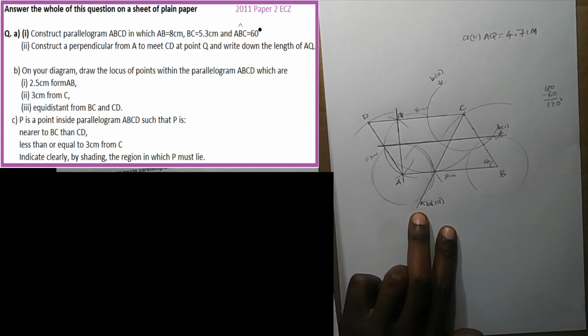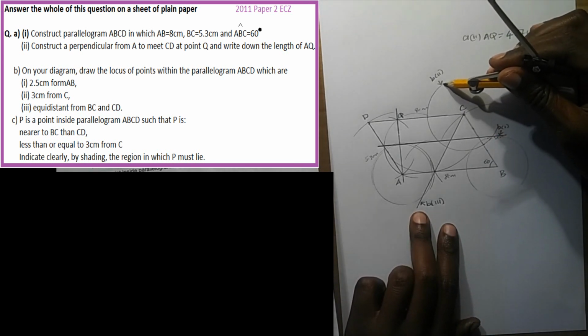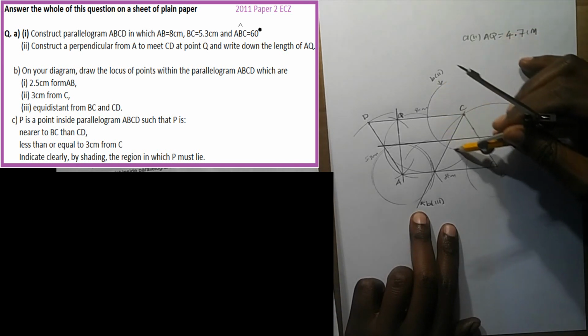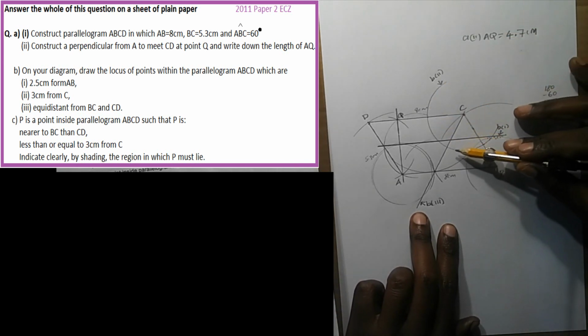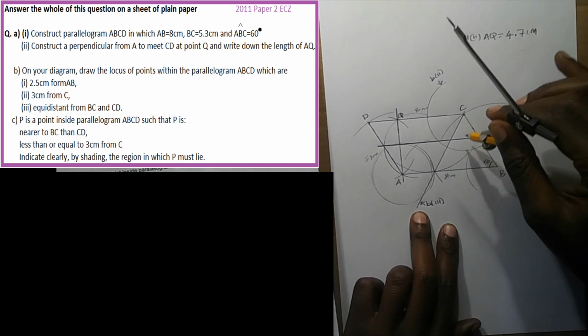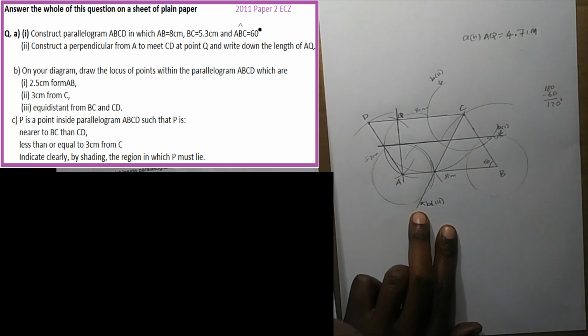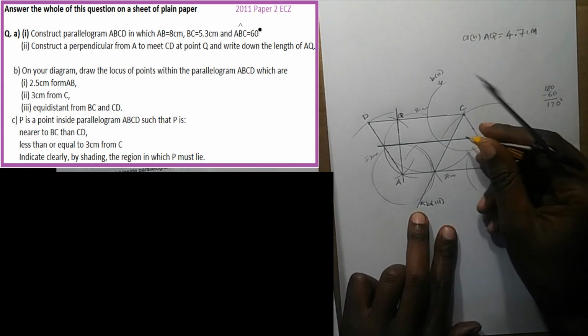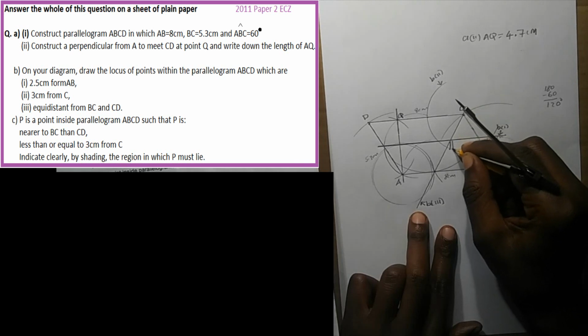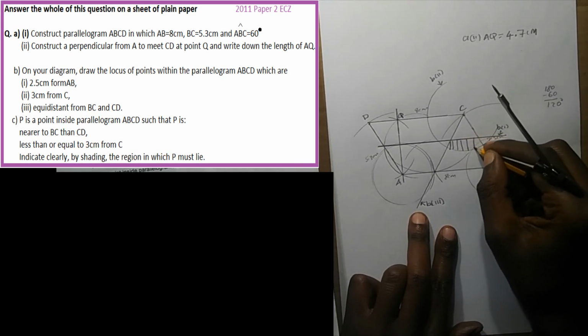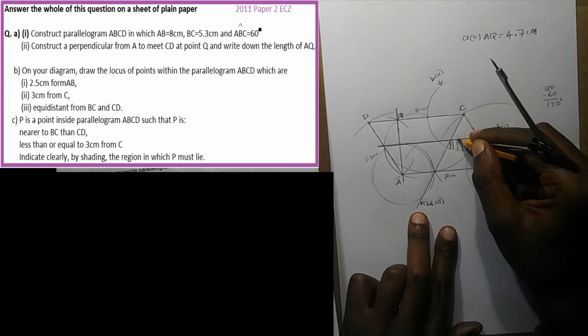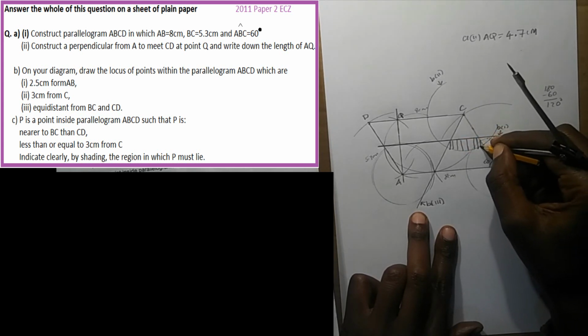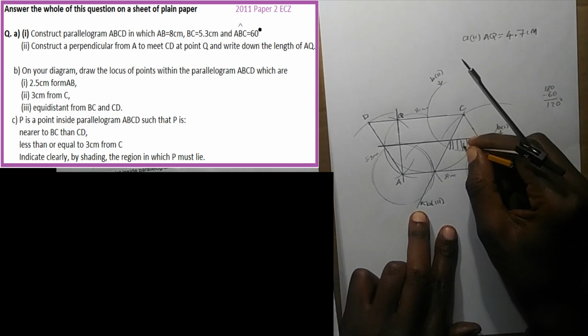And then we are told that it is less than or equal to 3 centimeters from C. So the arc that we drew, which is 3 centimeters from C, is this one. And since we are dealing with this part, we are told it's less than, so it means it can either be here or here, depending on the next instruction. The next one says it is less than or equal to 2.5 centimeters from AB. So AB is here, less than 2.5 centimeters means we are shading here, because from here up to there is 2.5, less than is down here. So we are shading here, and that is where P is going to be.